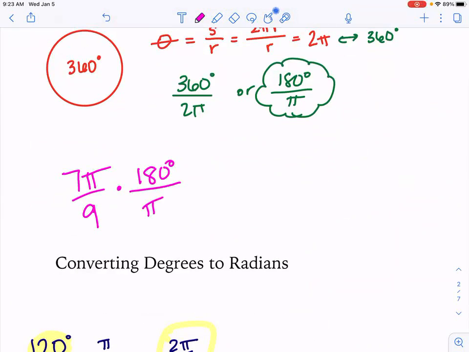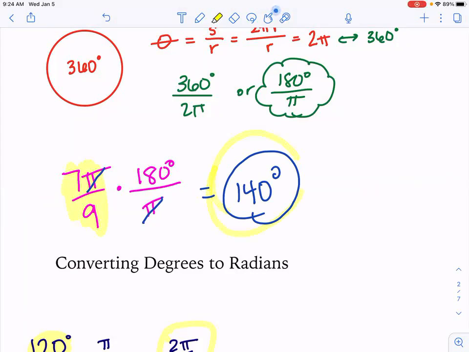Not all the time will your radian measure have a pi, okay? But we want that radian measure to cancel out, so the radian has to go to the denominator. In this case, yes, there is a pi for them to cancel out, and we have 7 times 180 degrees divided by 9. Guess what? We can do this without a calculator. Are you ready? What's 180 divided by 9? What's 20 times 7? 140 degrees. Look at us. So we know that 7 pi over 9 is the same as 140 degrees.